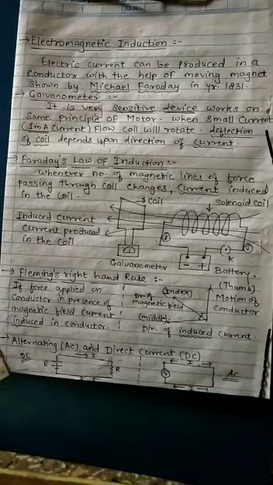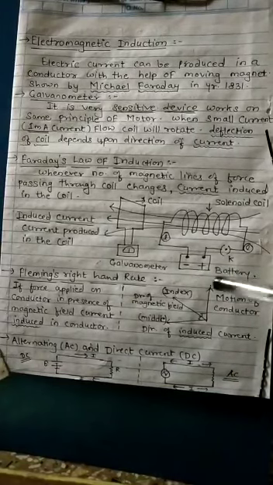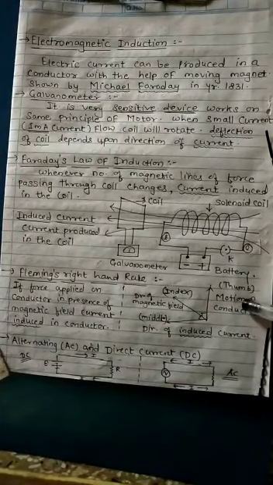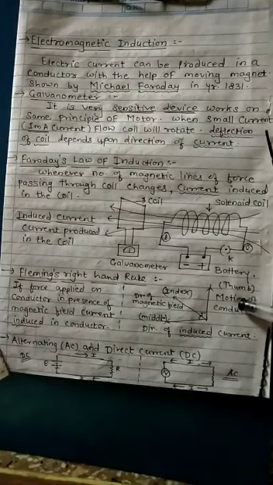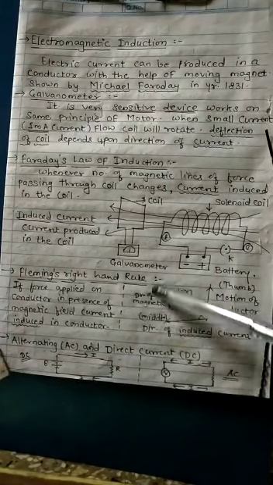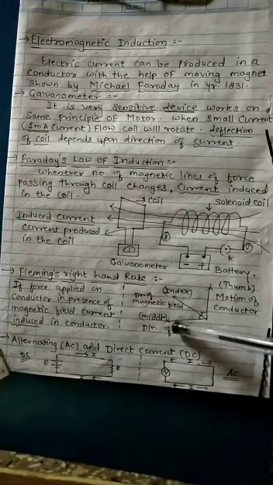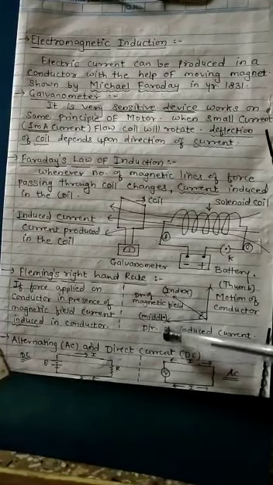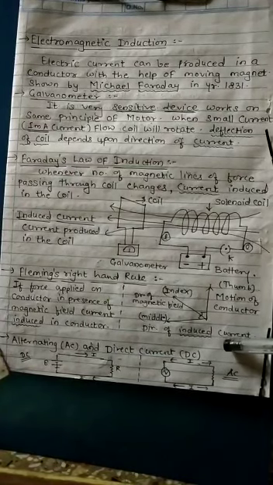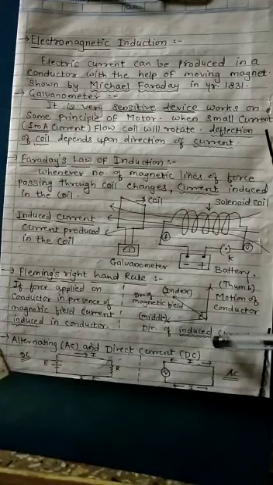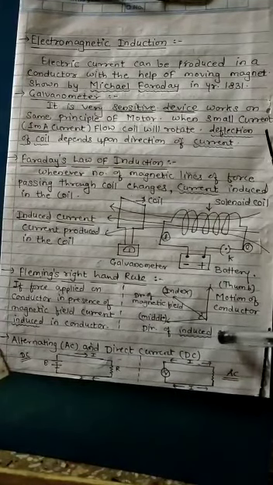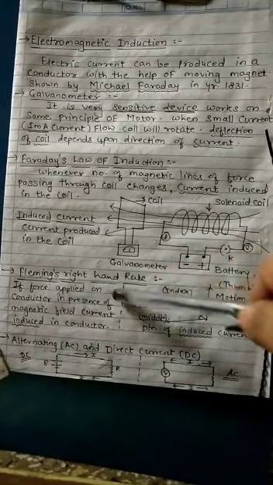In another way, the thumb shows the motion of the conductor. Motion means nothing but the force on the conductor. The index finger shows the direction of the magnetic field, and the middle finger shows the direction of the induced current. This is not just any current, it is the induced current, so you have to write this particular word, induced current. So what is Fleming's right hand rule?